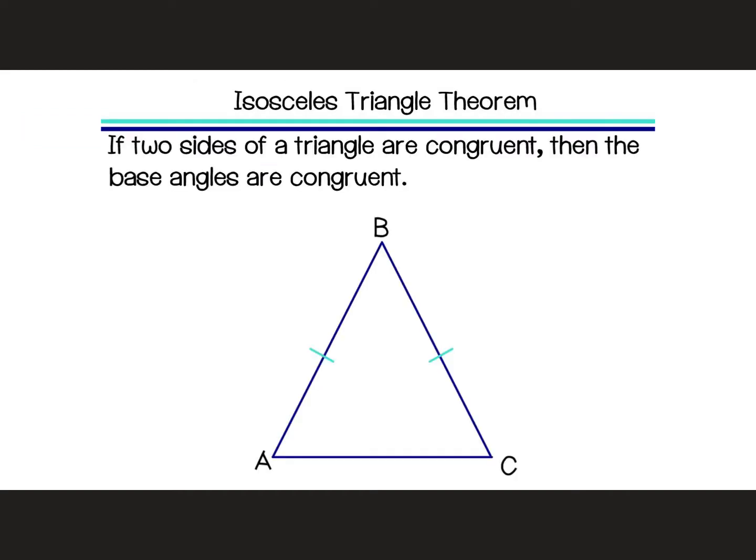The isosceles triangle theorem states that if two sides of a triangle are congruent, then the base angles are congruent. So in this case, angle B is the vertex. It's the angle formed by the two congruent sides. And so then we would know that angle A is congruent to angle C.